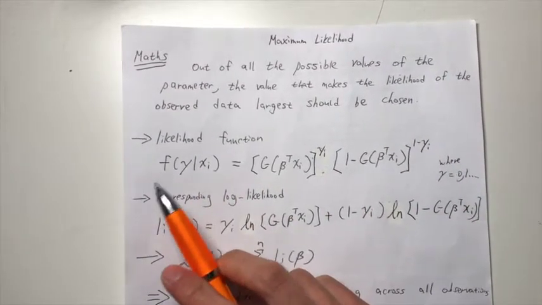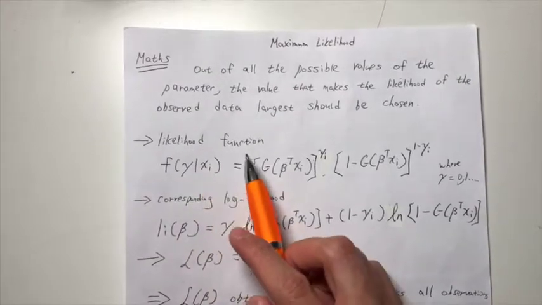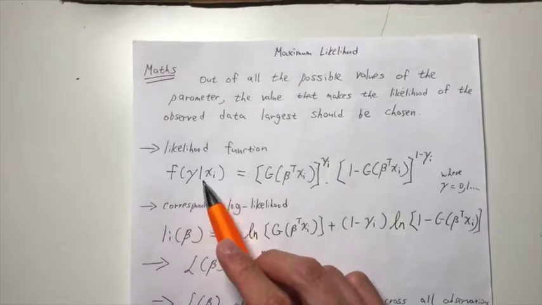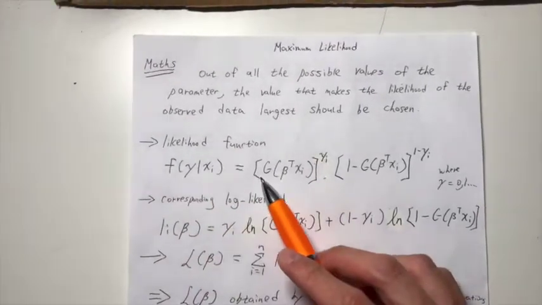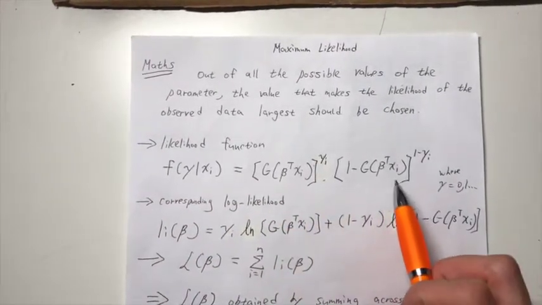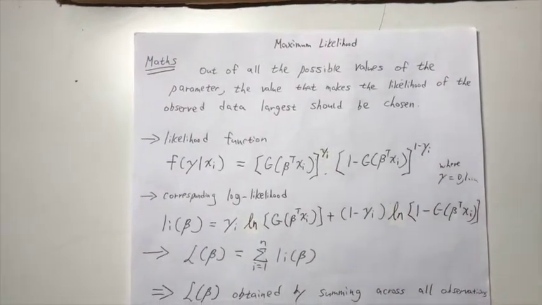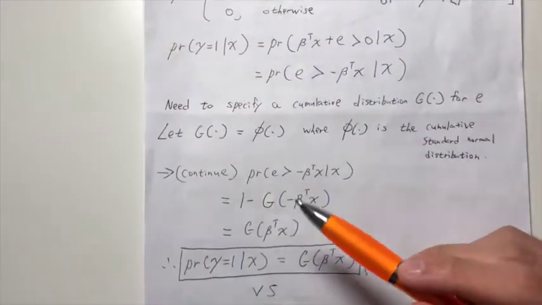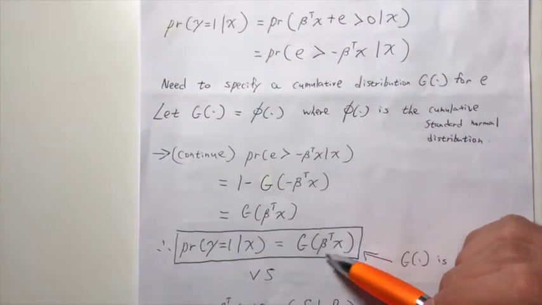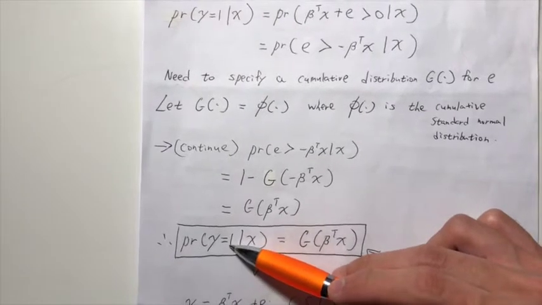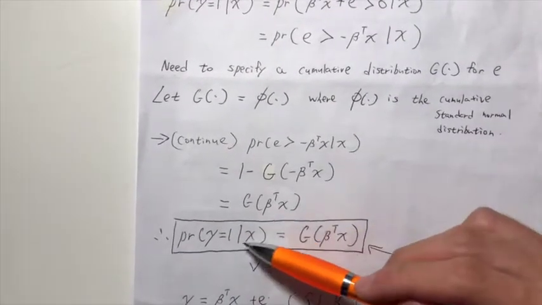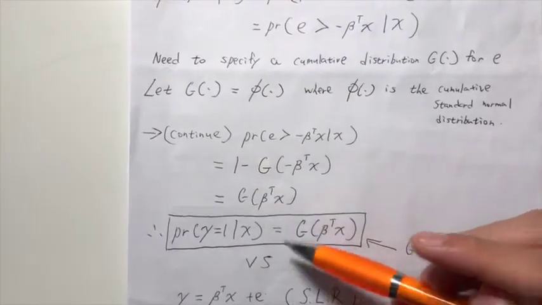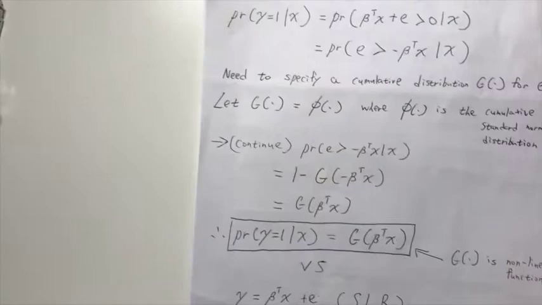Right, so how do we know the probability of it? We have to define a likelihood function. This likelihood function, f(y given xi), equals this monster here. It might seem intimidating, but remember what we derived earlier: g(β'x) is actually the probability of y equals 1. So g(β'x) is the probability of a person working. Remember that. g(β'x) equals the probability of people working.